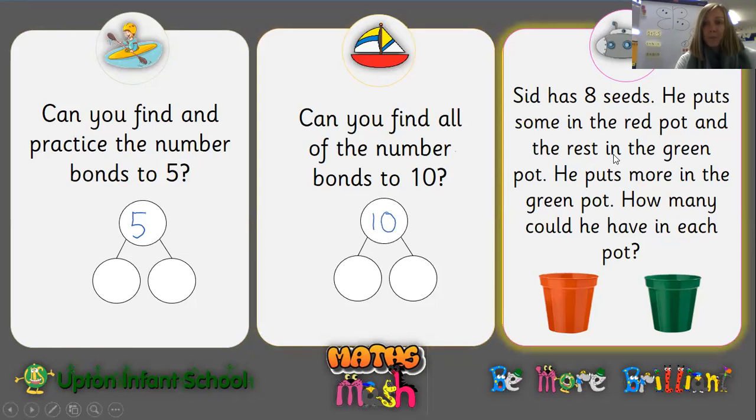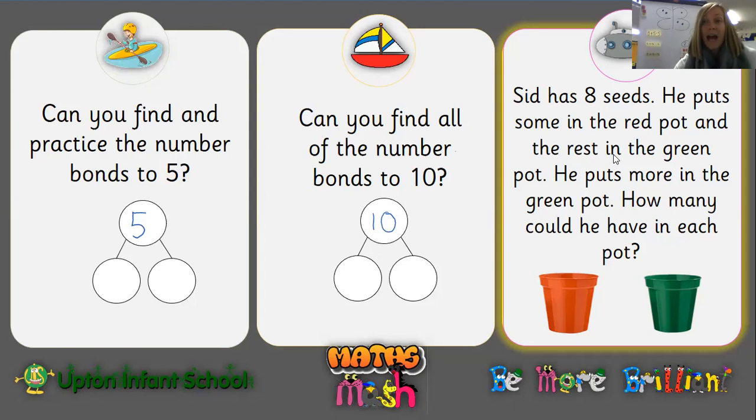And if you want to go a little bit deeper and go a little bit further, then we have got a problem solving activity for you, where it says that Sid has 8 seeds. So you're looking at your number bonds to 8. He puts some in the red pot and the rest in the green pot. He puts more in the green pot. How many could he have in each pot? So there's a little bit of a challenge there for you, that you would be working on your number bonds to 8, but the green pot always has the greatest number.